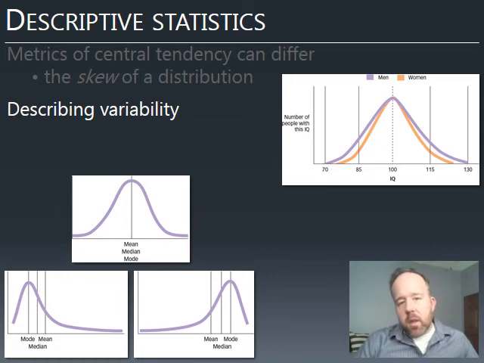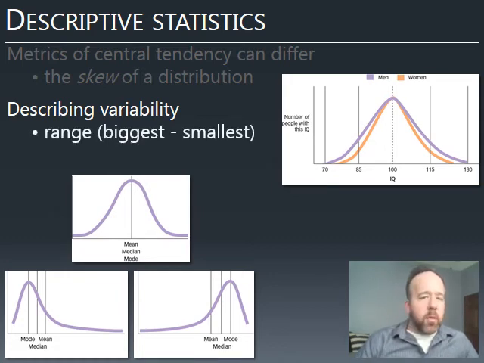Variability, there aren't as many options. You can talk about the range, which is the biggest value minus the smallest. That's pretty straightforward. You take the maximum minus the minimum, and that's the range. And that's a fairly intuitive measure of variability. But of course, it doesn't account for how rare those extreme values are.